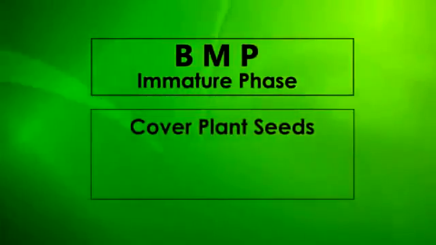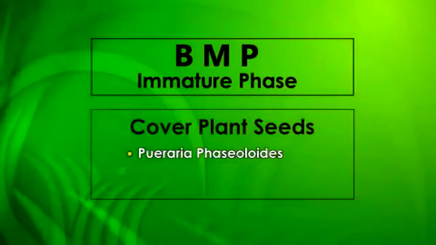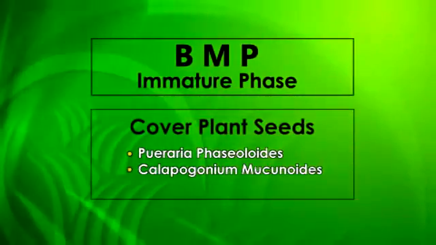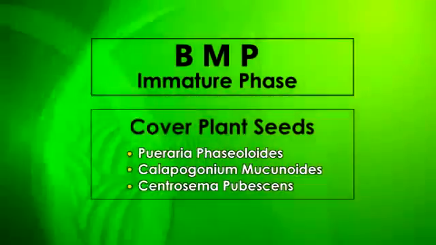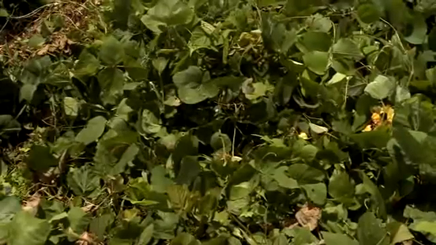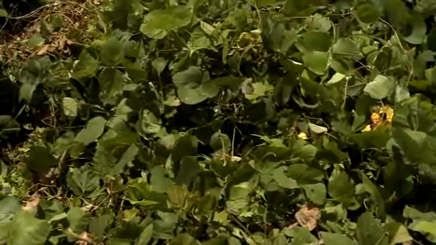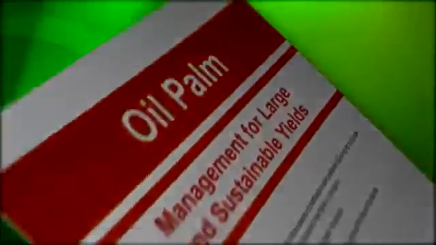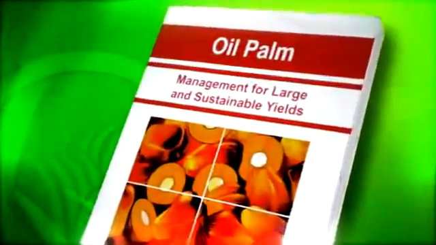Cover plant seed mixture may consist of Pueraria phaseoloides, Calopogonium mucunoides, and Centrosema pubescens. Depending on needs and goals, specific legume cover plants may be appropriate. IPNI's Oil Palm Management for Large and Sustainable Yields provides further guidance.